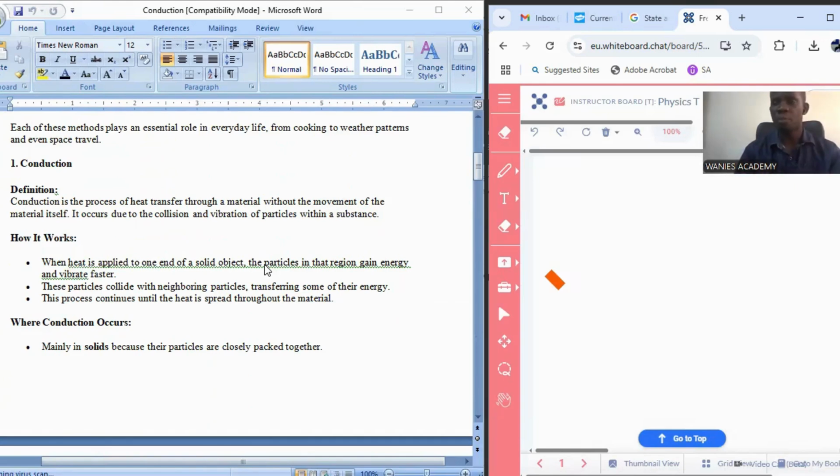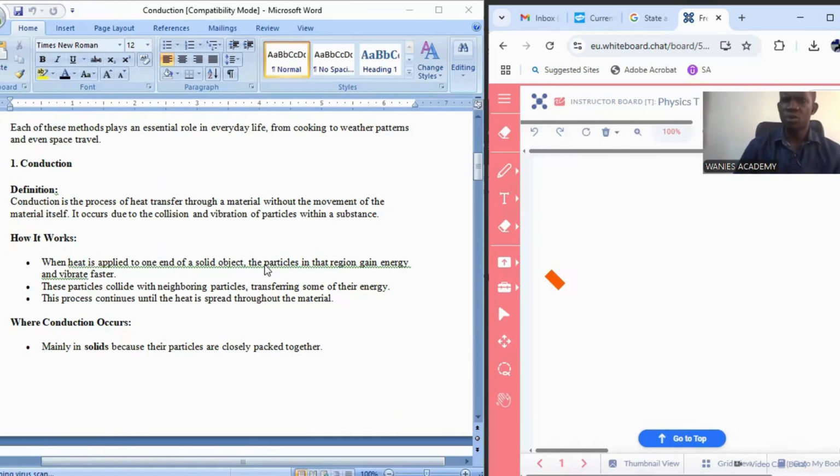Every material is made up of one particle or the other. So the movement and the vibration of these particles is what gives rise to conduction as a means of heat transfer. How does it work? Let me explain how it works.